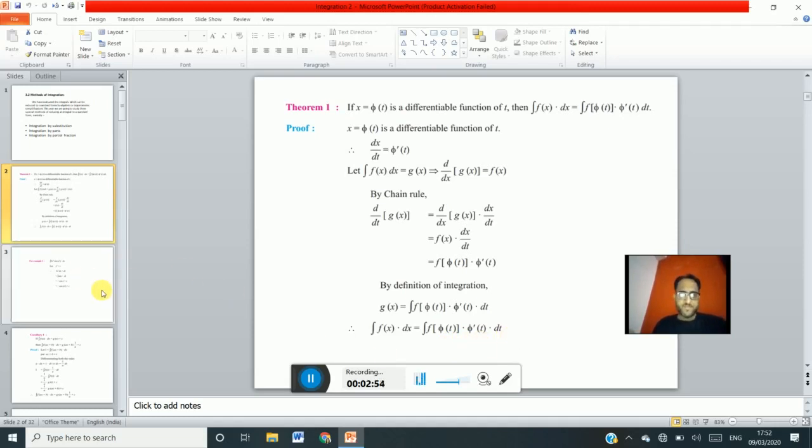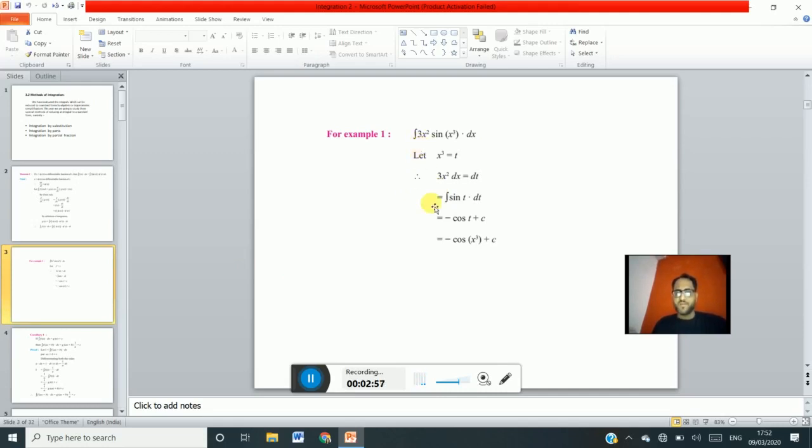See the example depending on this theorem, an example on the substitution method. Evaluate integration 3x square sin x cube dx. So if we put x cube equals t, what do we get? 3x square dx equals dt. Therefore after substitution, what do we get? Integration of sin t dt, which is minus cos t plus c, and resubstitute the value of t, that is x cube.